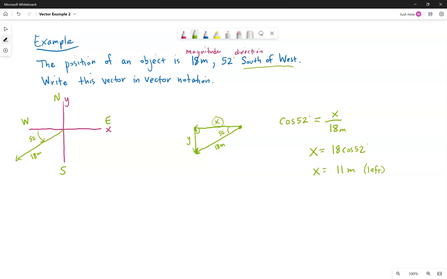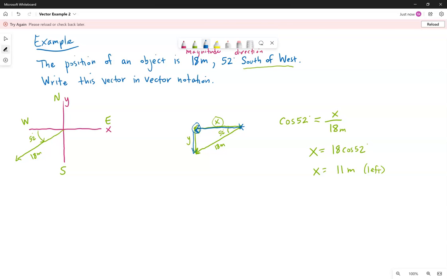Now I do need to recognize from my picture that this points left. I drew my arrow here to the left. To start at the same location and only move horizontally, I have to go left first and then down. That will be important when we write out our vector in terms of vector notation.